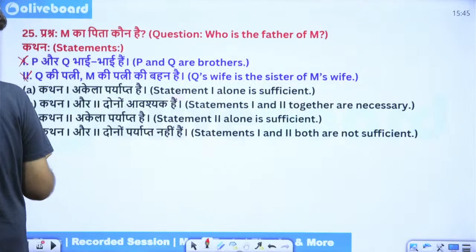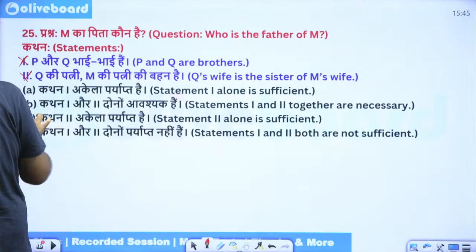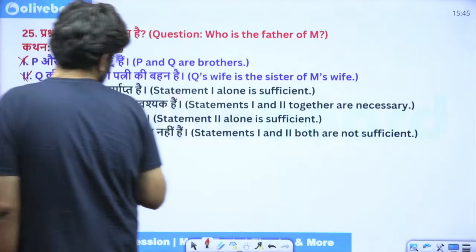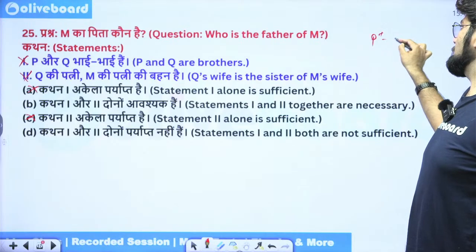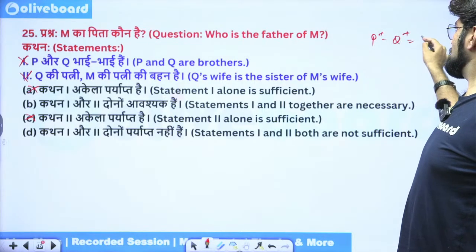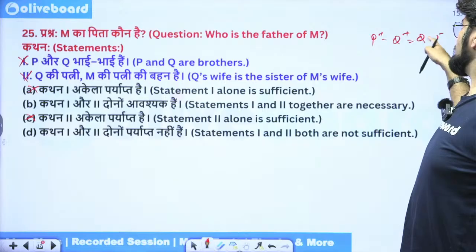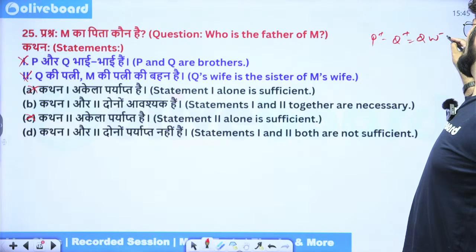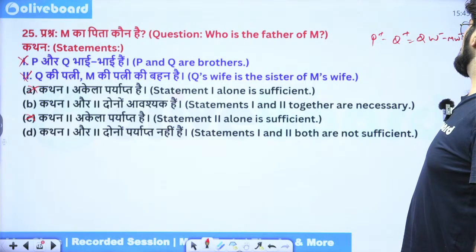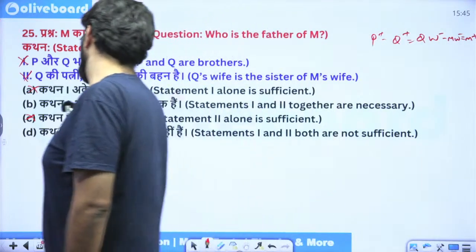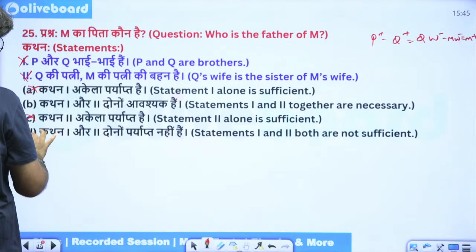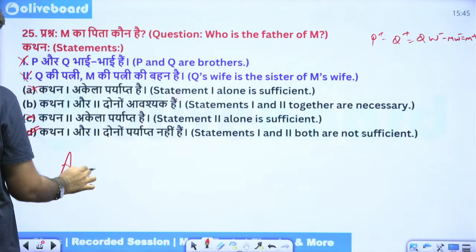So 1 alone and 2 alone is not my answer. Either they are both necessary or they are not sufficient. So check for both now. P and Q are brothers. Q's wife is the sister of M's wife. Does that help? Who is the father of M? No. So this is also useless. So both are not sufficient will be the answer. Option D.